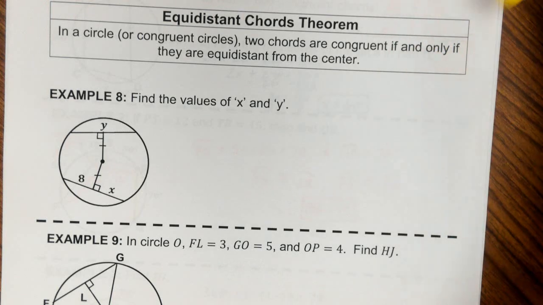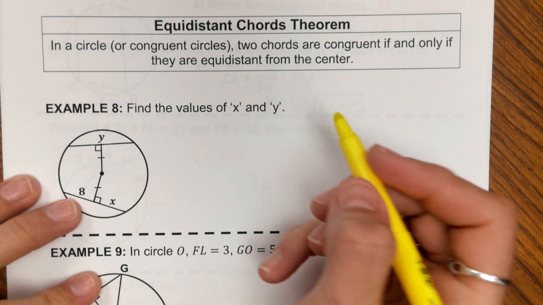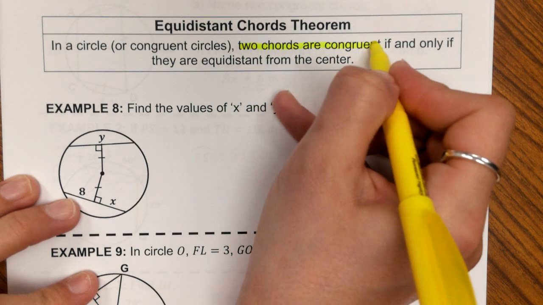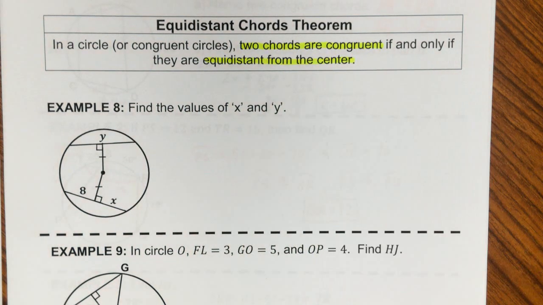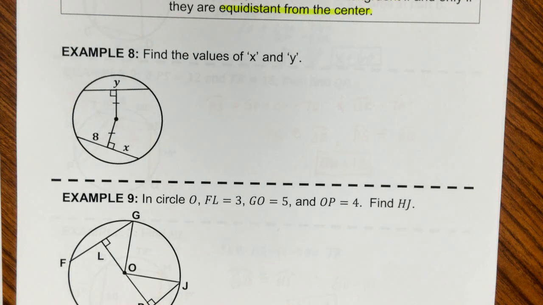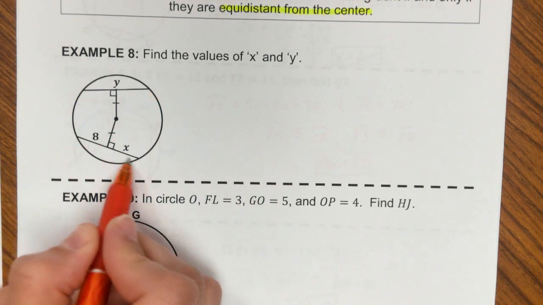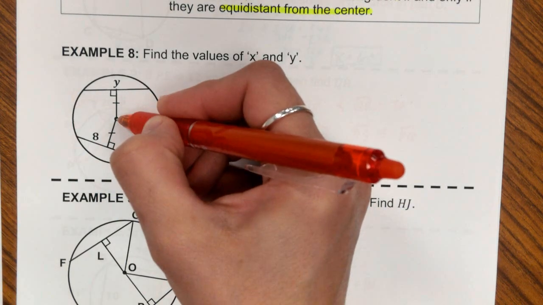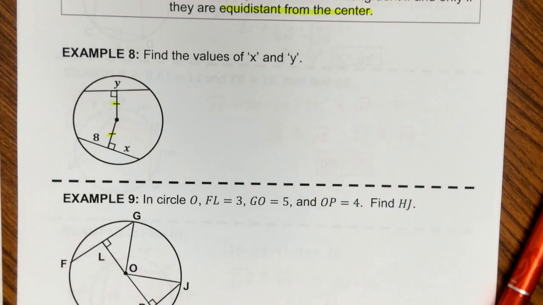Our equidistant chord theorem. Equidistant meaning equal distances, okay? In a circle or congruent circles, two chords are congruent if and only if they are equidistant from the center, okay? So we're going to find x and y here. What I want you to see is that equidistant from the center means the top chord and the bottom chord are the exact same distance from that center. How do I know? Because of these congruent markings. So what that tells me is that the two chords are also going to be congruent.